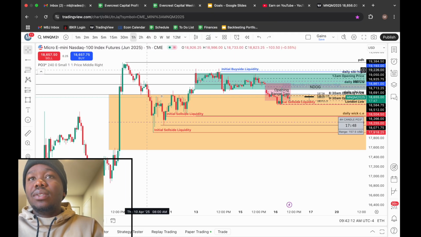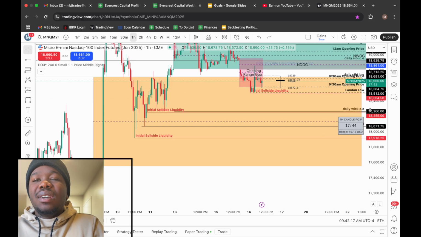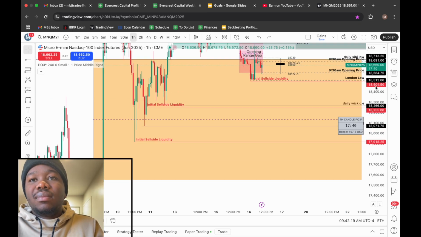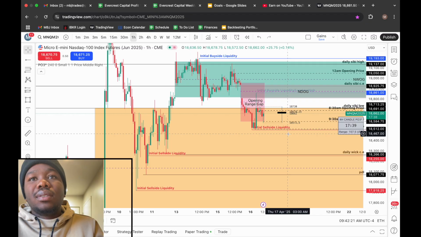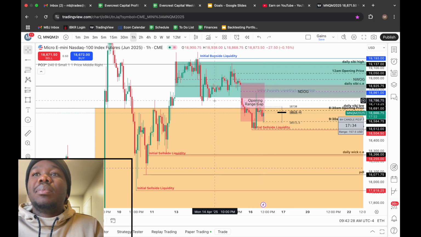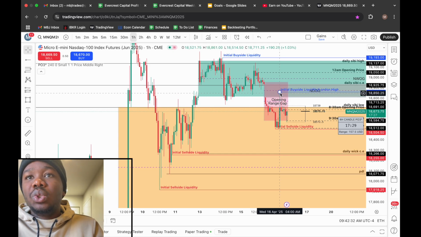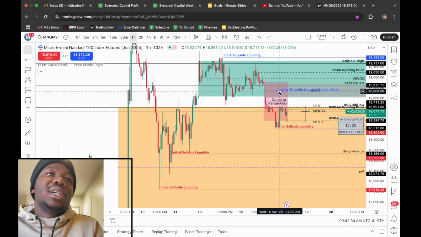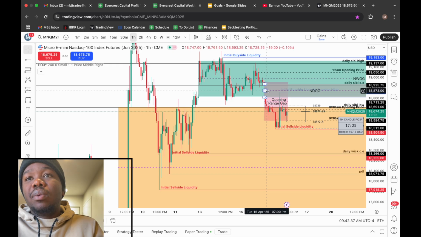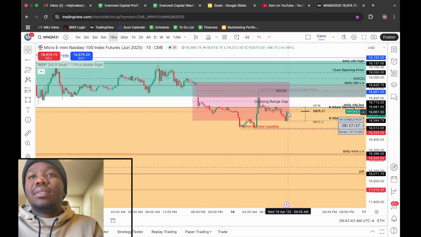I would like us to take out some sort of inefficiency, but let's see. With London session doing that huge manipulation upward, I'm into the consequent encroachment of this inefficiency right here. Huge rejection downward. And then especially on the 15-minute, we have this inefficiency that price is in. Let's see if it rejects off here.